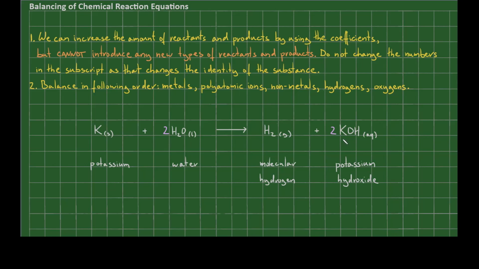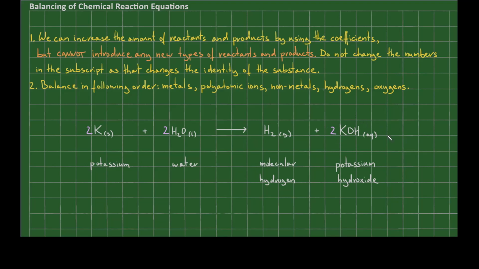However, by doing that, I have upset the number of potassium atoms. So now I need to go back and fix that. I have 2 potassiums on the right-hand side and only 1 on the left-hand side. By placing a 2 in front of the potassium, I have fixed the imbalance. And now I can say that I have 2 potassiums on the left, 2 potassiums on the right, 4 hydrogens on the left, 4 hydrogens on the right, and if I look at the oxygens, I have 2 on the left and also 2 on the right.